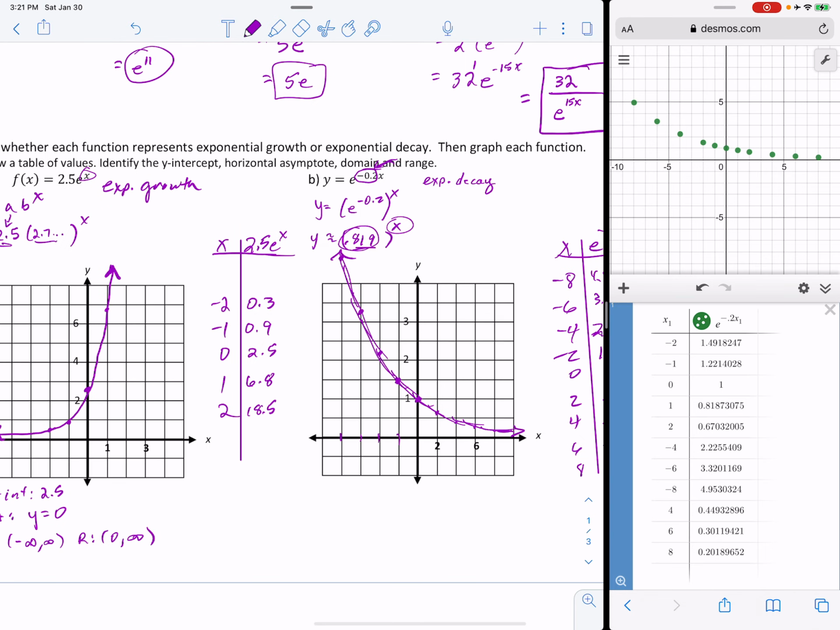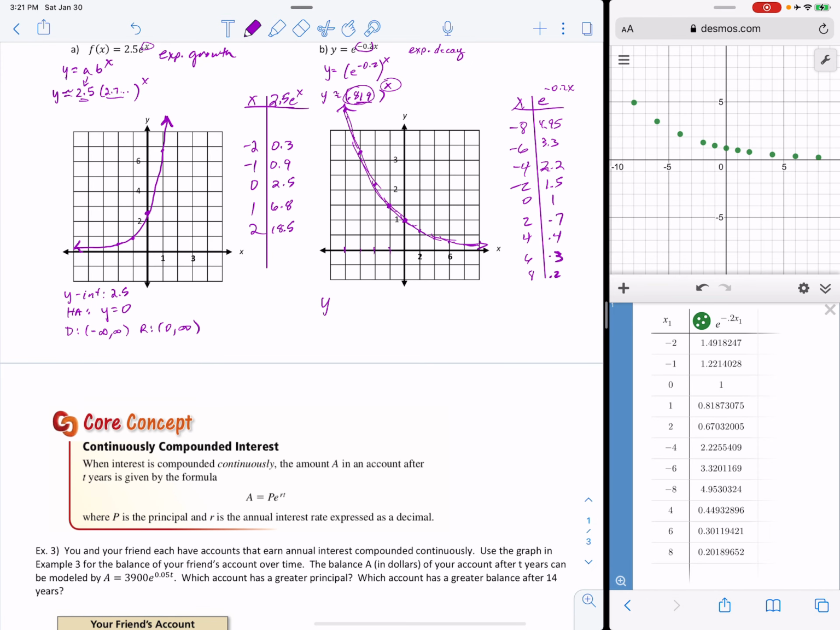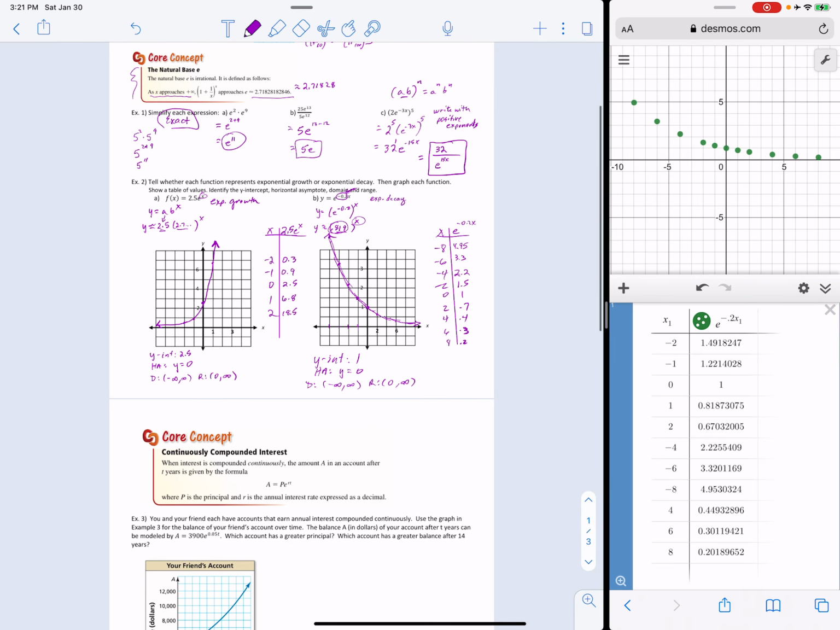And then it's leveling off and running parallel to the x-axis. So the y-intercept, in this case, is 1 because the a value was 1. Horizontal asymptote is y equals 0. Domain, negative infinity to infinity, and the range is 0 to infinity. And there you have your graph. So I want to see tables of values on your homework.